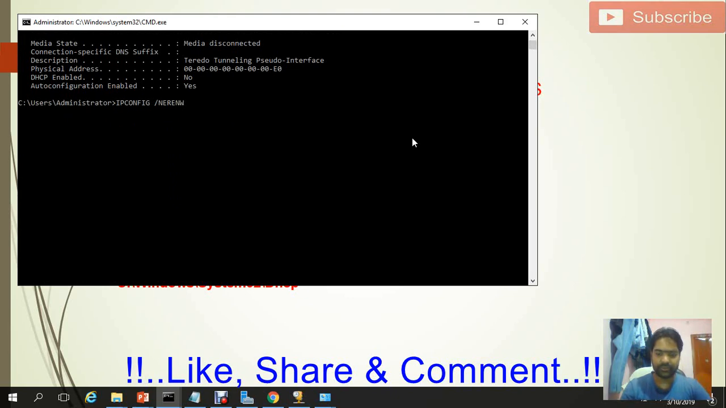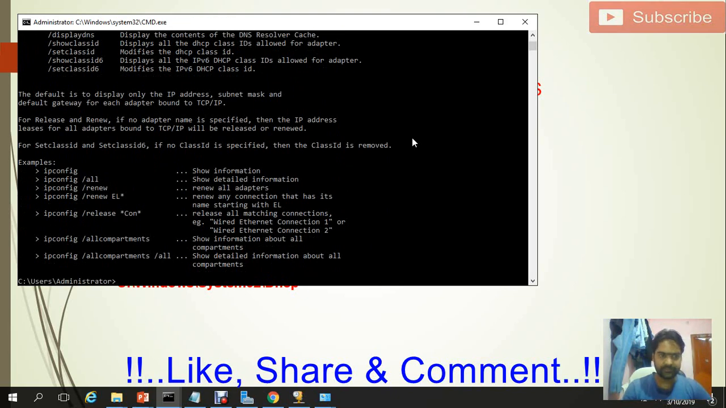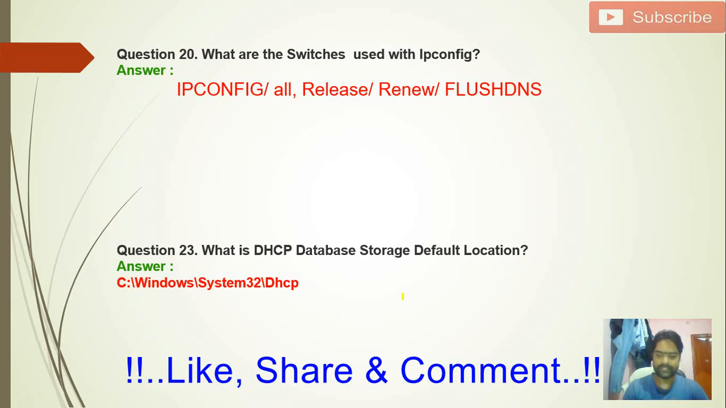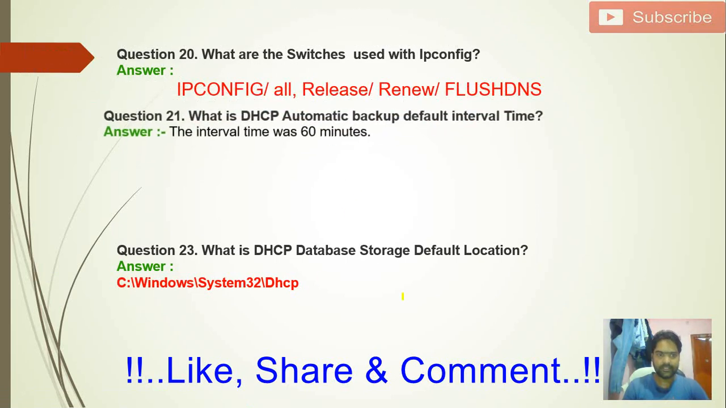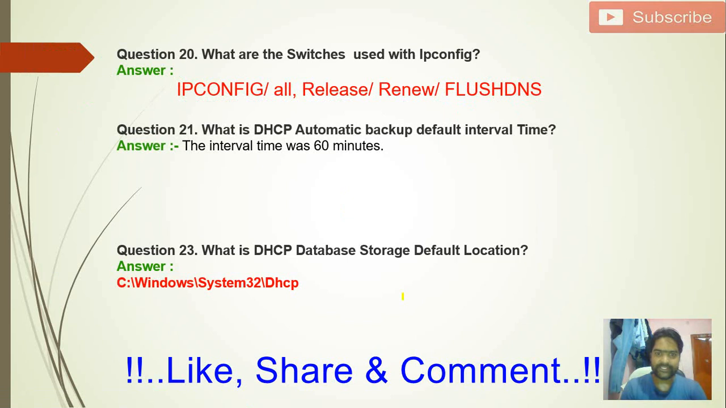So as of now I'm not using DHCP, so it may not work. Okay, and the next question is, what is DHCP automatic backup default interval? So every 60 minutes it happens, that interval time is 60 minutes.